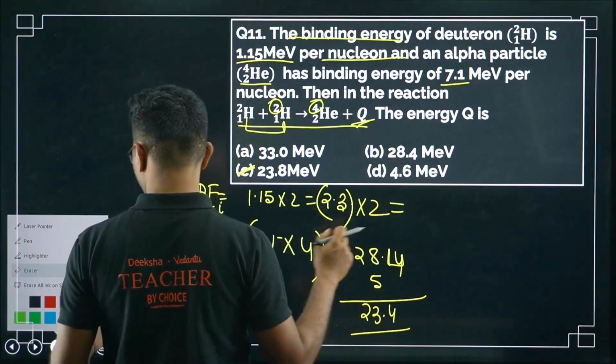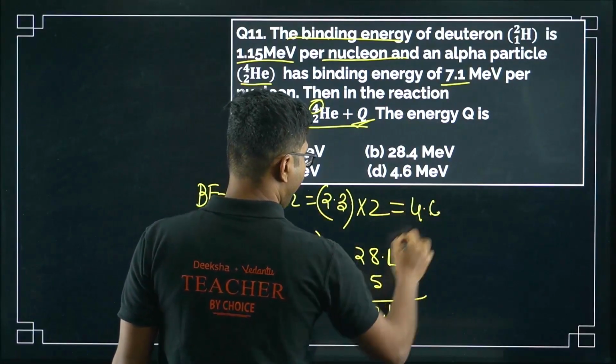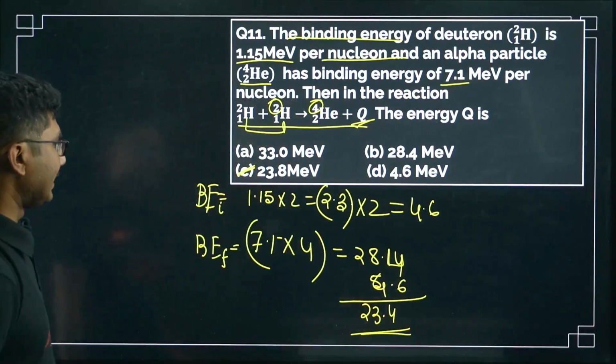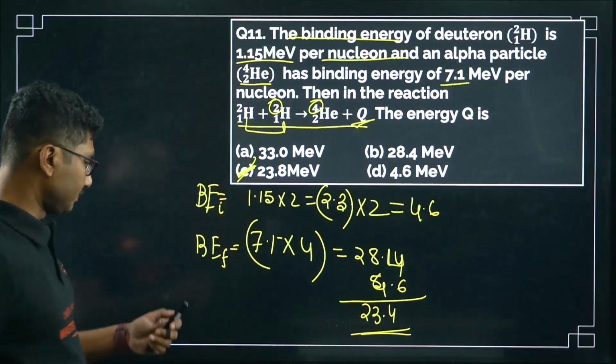4.6. So if you minus this 4.6, you get 23.8. Okay, correct answer will be this one.